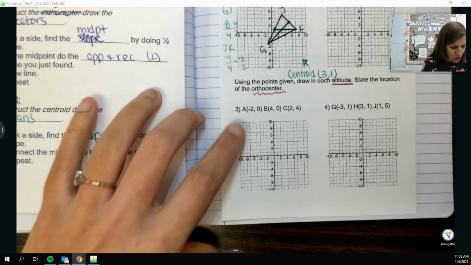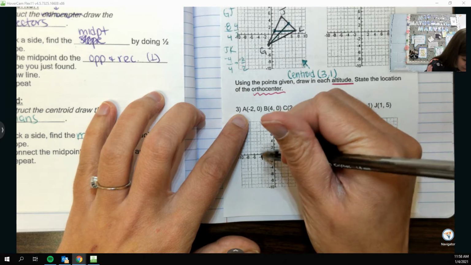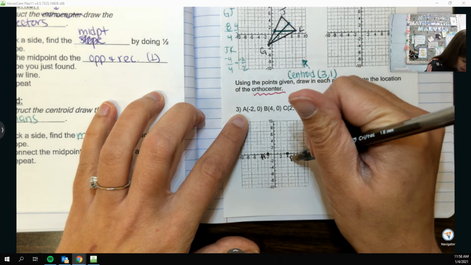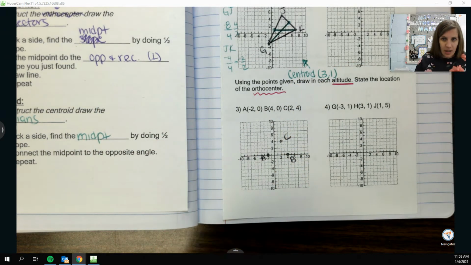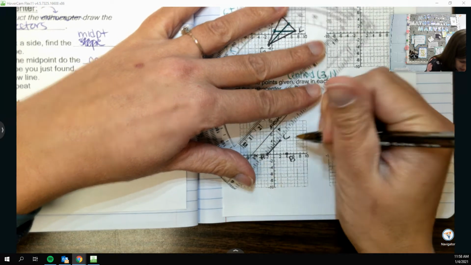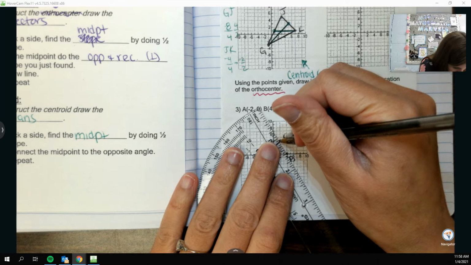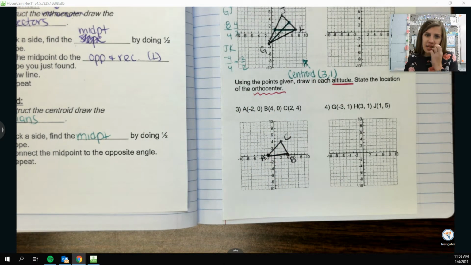So first things first, we'll get our triangle drawn. So A is at -2, 0. B is at 4, 0. And C is at 2, 4. Straight edge. Nice straight lines. There we go.